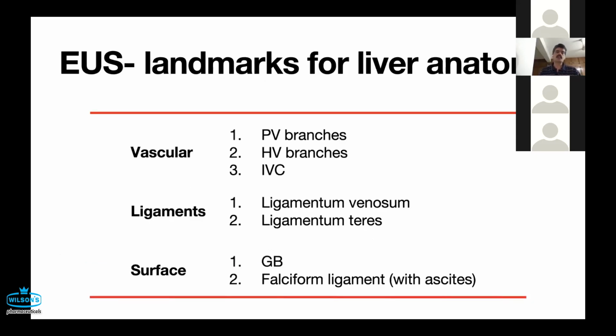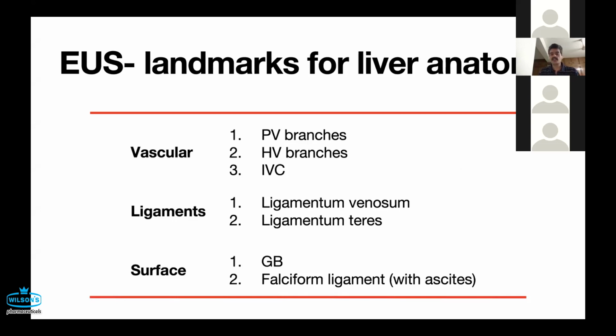And please remember that we refer to three EUS landmarks: the vascular landmarks, the ligaments, and the surface landmarks. The vascular landmarks are the portal vein branches, which are recognized by the thick hyperechoic walls. They have a lot of fibrous tissue in their walls. Then you have the hepatic vein branches, which have thin and imperceptible walls. And then you have the cava, which can be easily recognized.